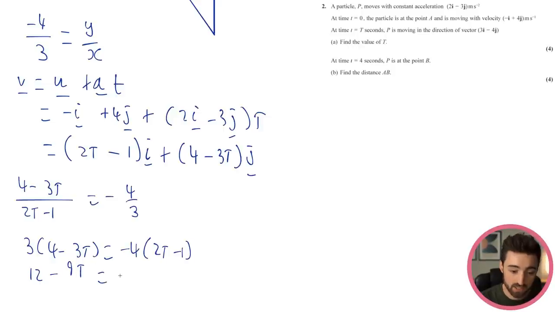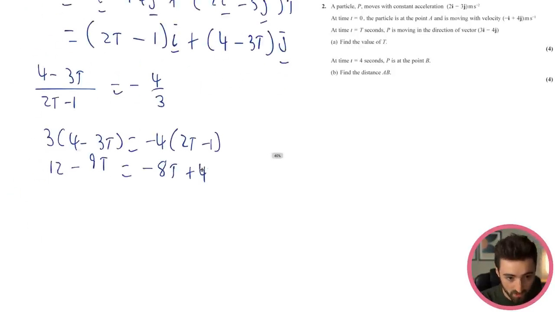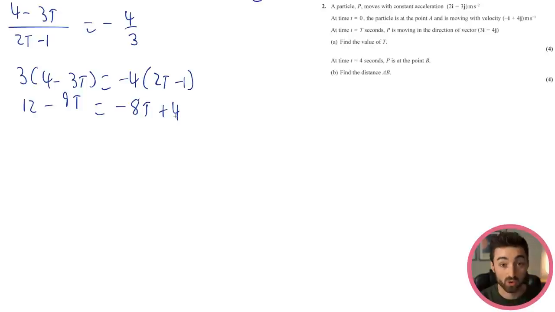12 - 9t equals -8t + 4. So let's get my t's onto one side so that they're positive. So I'm going to add 9t here. That's going to leave me with a t. I'm going to take 4 from both sides, leaving me with an 8. t is 8. Sweet. Okay, part B.